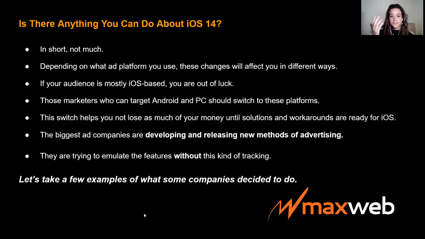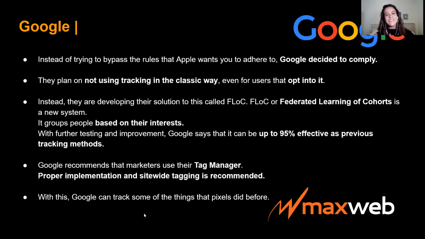So let's take a look at a few examples. The first company is Google. Instead of trying to bypass the rules that Apple wants to adhere to, Google decided to comply. They wanted to play with the rules, but they plan on not using tracking in the classic way, even for users that opt into the tracking. Instead, they are developing their solution called FLoC, or Federated Learning of Cohorts.